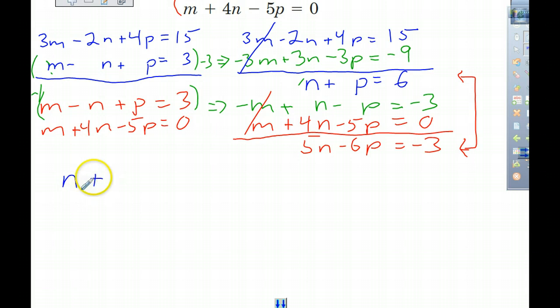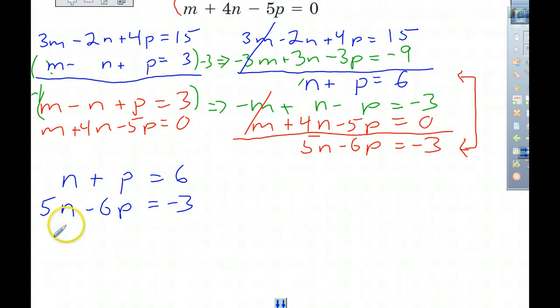Copy those back down. These two numbers add up and equal 6. These numbers, 5 times n minus 6 times p equals negative 3. How do you want to solve it? What variable do you want to cancel out? You don't have to multiply this one. You can multiply it by negative 5, cancel out the n's, or positive 6 if you want to cancel out the p's, and both are equally the same. Pick one, and it's the same thing you did last time.